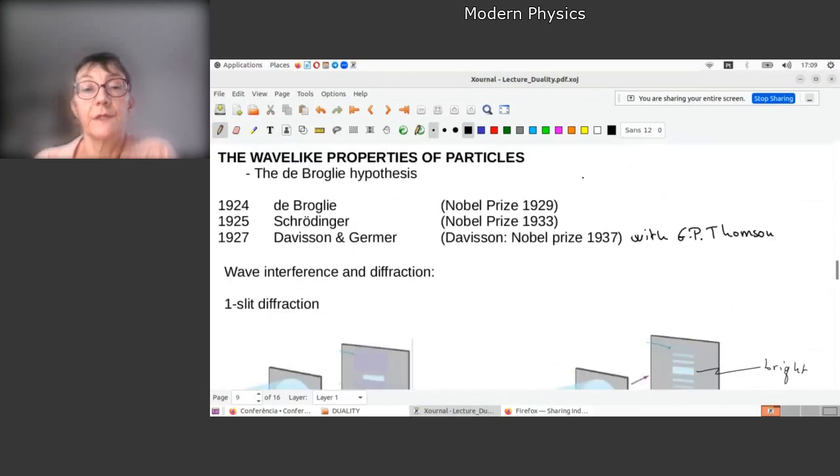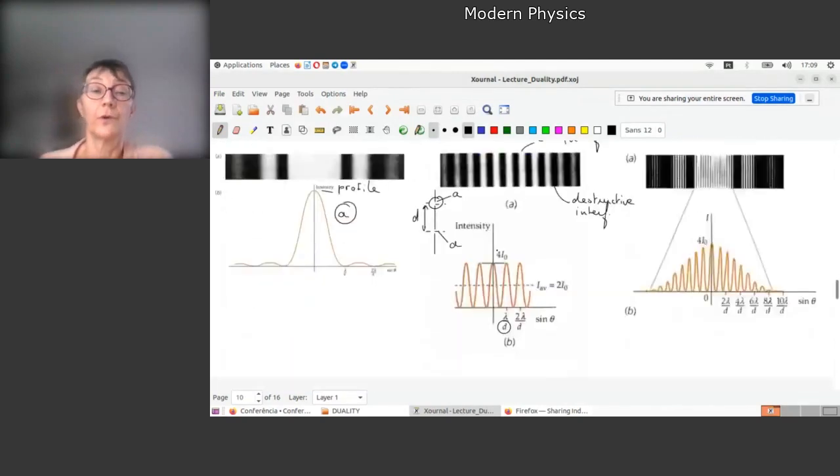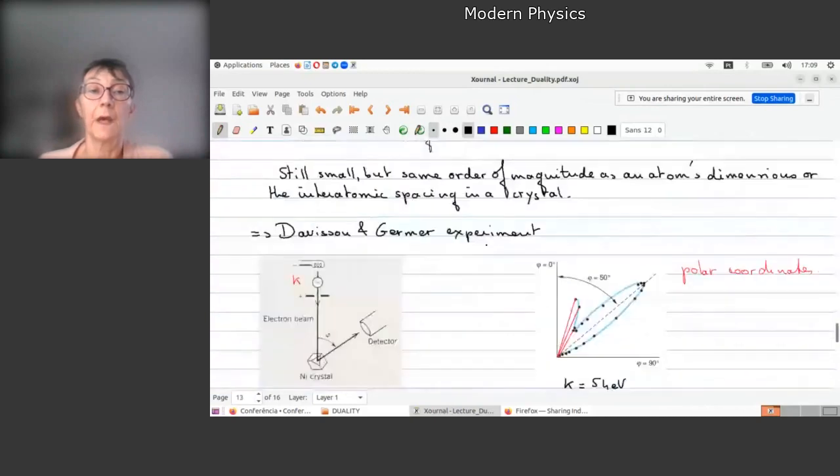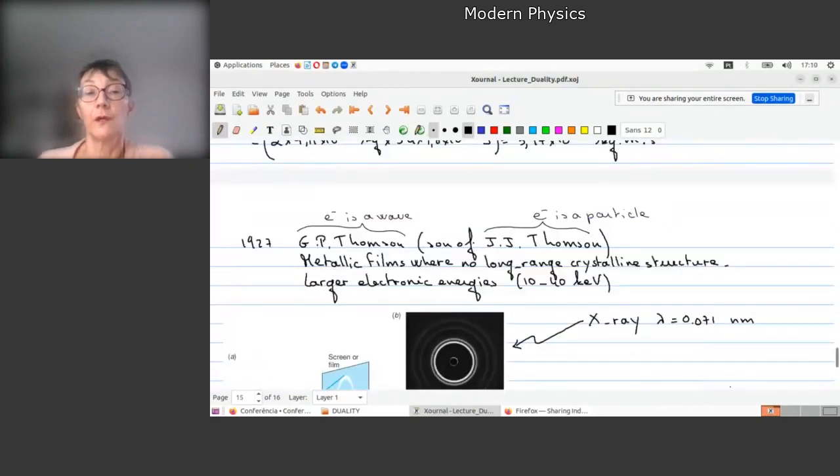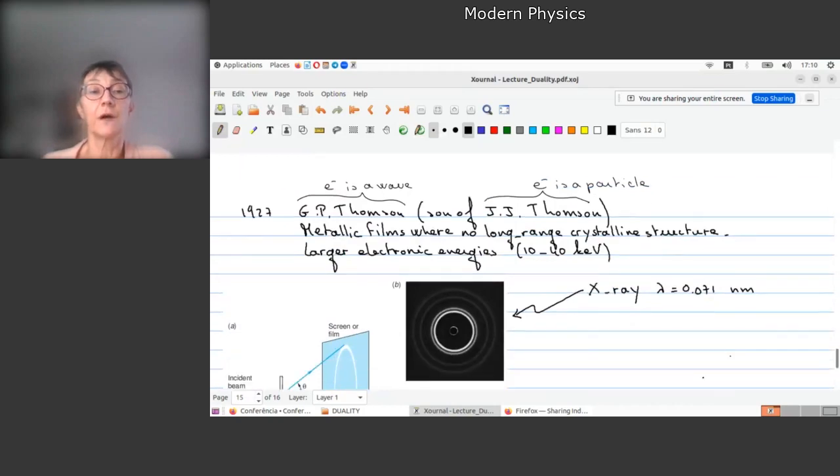Here. He won the Nobel Prize in 1937 with Davisson for the experimental demonstration of the de Broglie hypothesis. So what was the experiment, rapidly, of J.P. Thomson? Actually, he used larger electron energies, from a fraction of a kilo electron volt to a few tenths of a fraction of it.